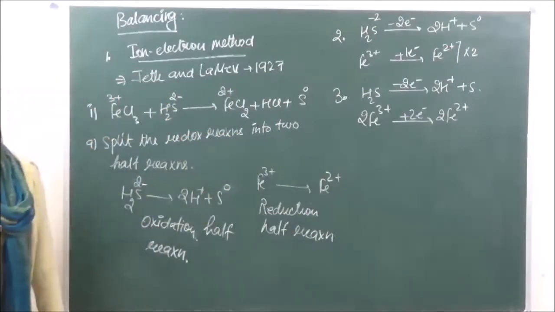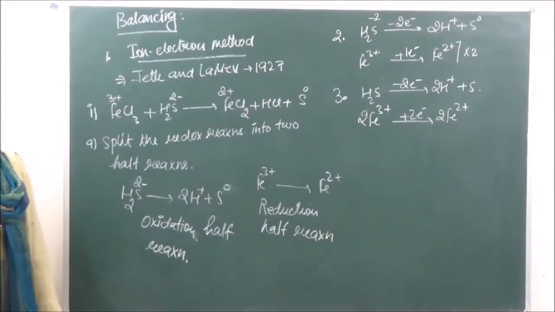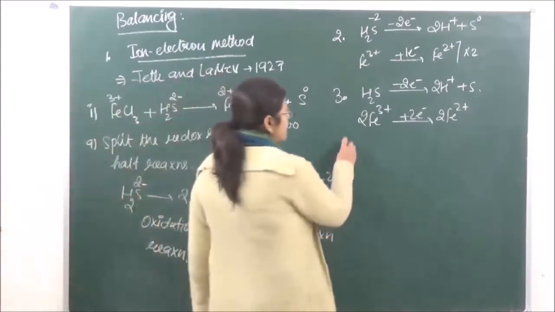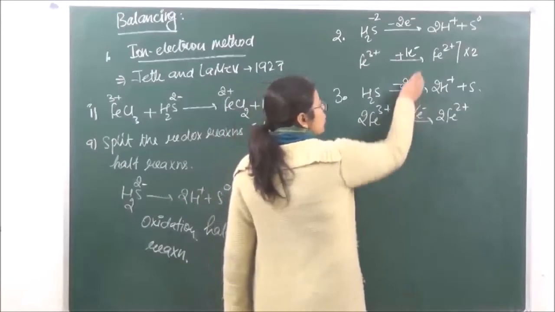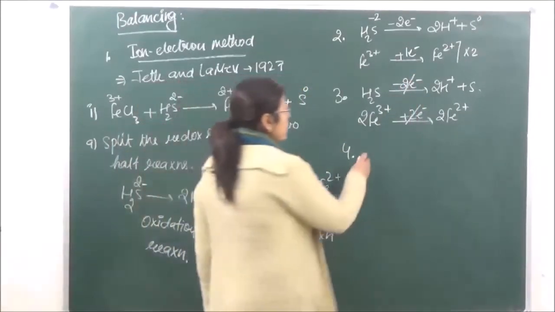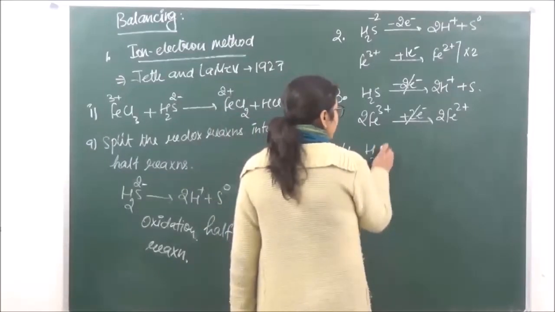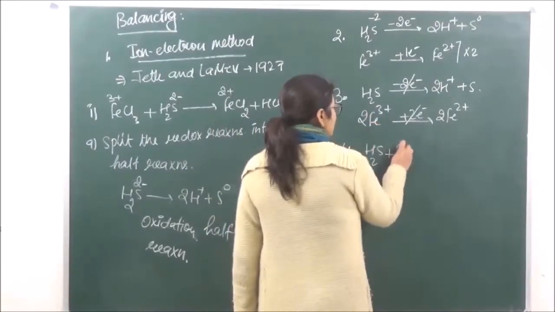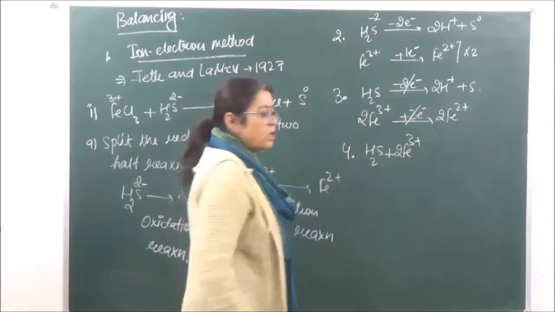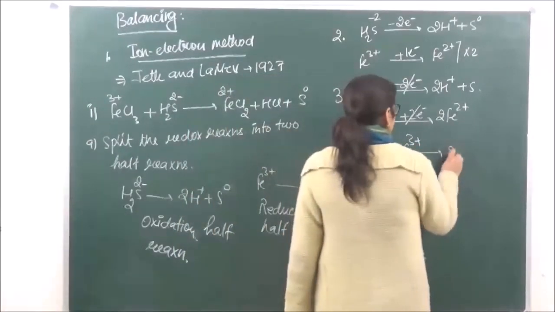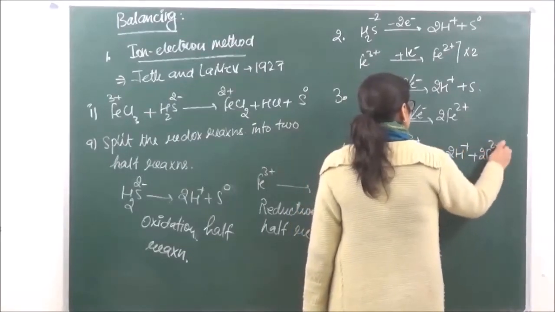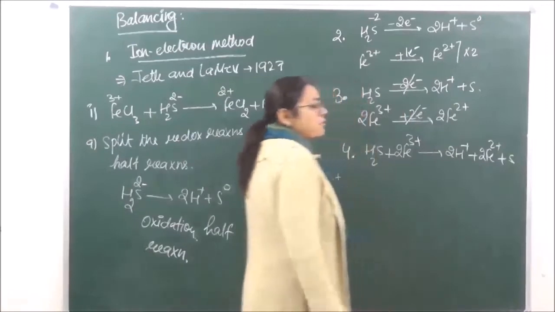ठीक है? So these are going to be the balanced reactions. Now in the fourth reaction, fourth step, we are going to add both these reactions. Over here you will see that both the electrons get cancelled. So what is going to be on adding? What will we get? H2S plus 2Fe3+ to give us 2H+ plus 2Fe2+ plus sulfur.